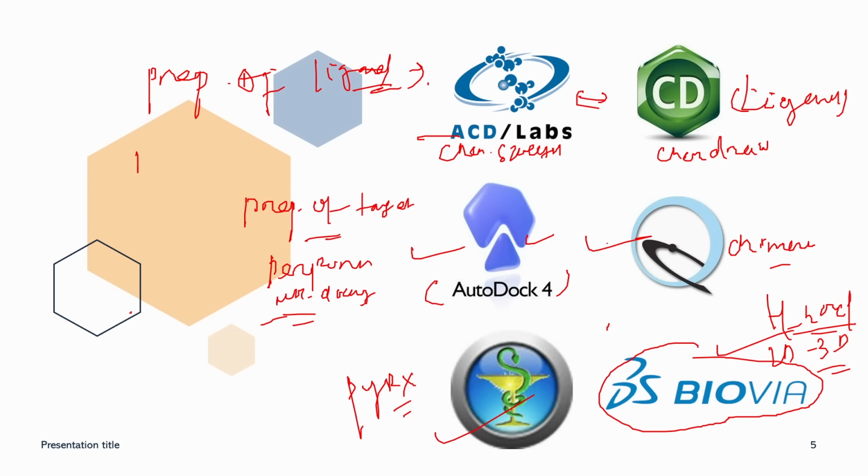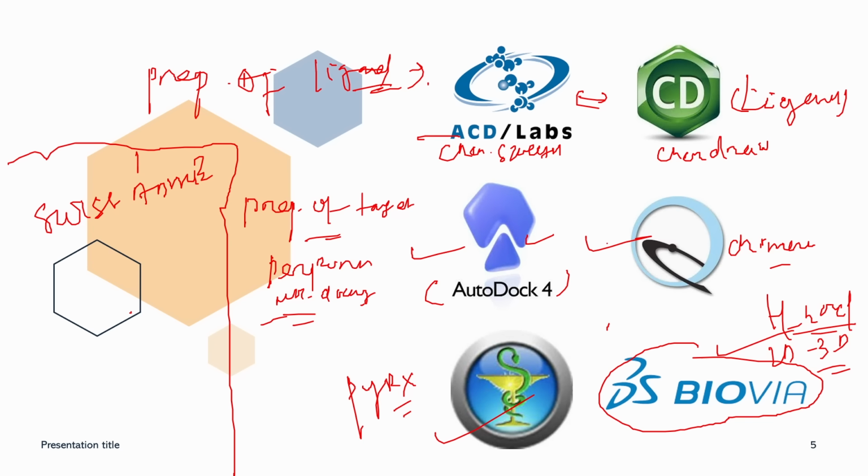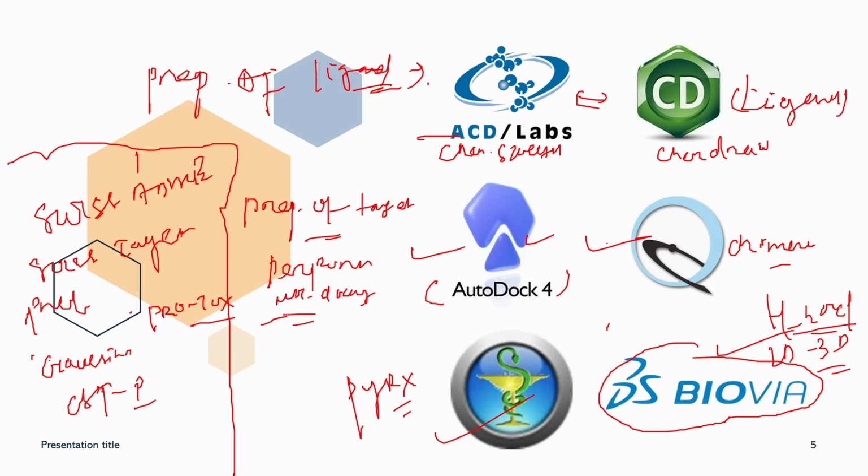Apart from this, there are other software which you can also go through, that is SwissADME. This is another tool. Then we have Swiss Target Predictor. Then we also have tools like Gaussian. It is not used for the molecular docking, but you can go through it. Then we have CASTp. These are some of the tools you can go through. Also, for toxicity prediction, we have tools like ProTox.